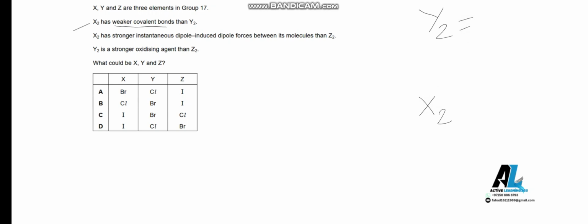It's implying that Y2 has a higher bond enthalpy compared to X2. The third statement is saying that Y2 is a stronger oxidizing agent than Z2.